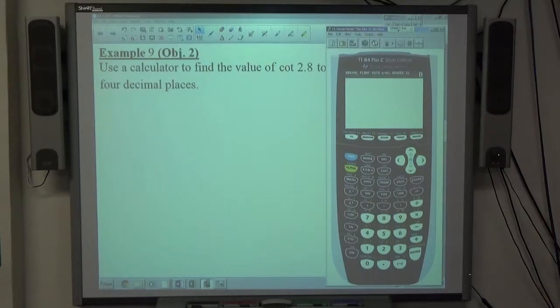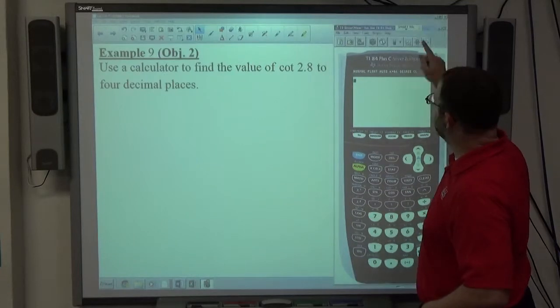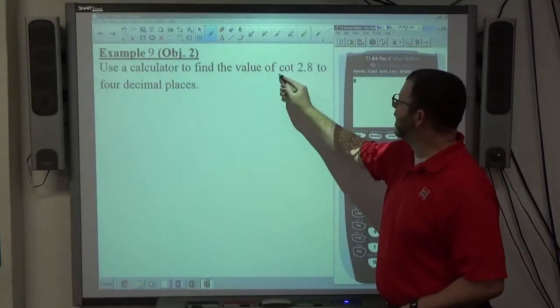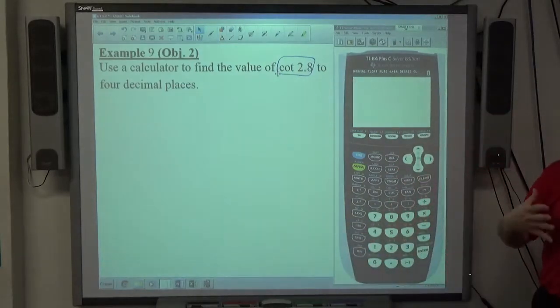Okay, for example 9, use a calculator to find the value of cotangent 2.8 to 4 decimal places. Now, notice there's no degree symbol on the 2.8, right? It's just 2.8. So that's radians. So again, recognition of what type of angle you're in. If you see pi, it's radians usually.